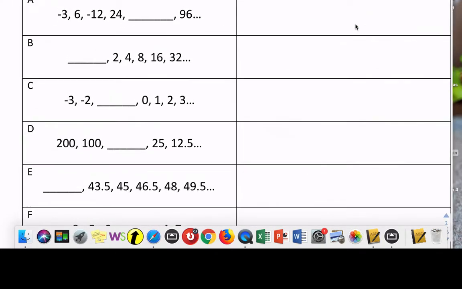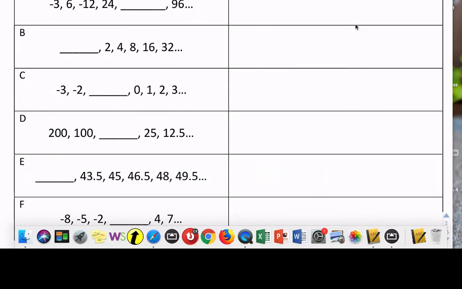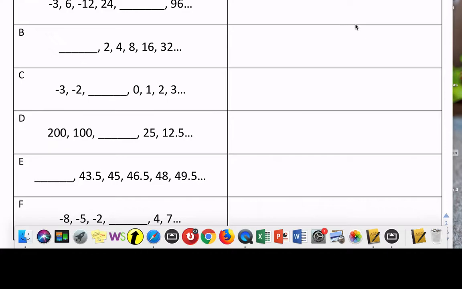Let's look at some more sequences here. So we have a sequence in the first column of our table, and can you figure out the rule or the pattern and the missing term for each of these? So I'll give you some time to look through that, and then we'll go over the missing terms and the pattern. So for A right here, the missing term is negative 48, and the rule or the pattern is you multiply each term by negative 2, and that will give you the next term in the sequence.